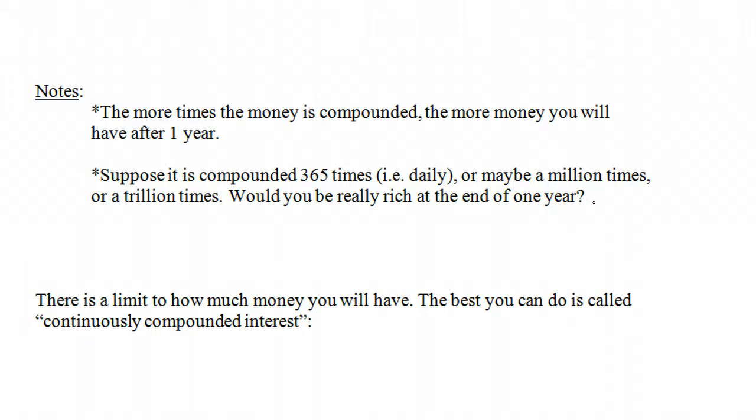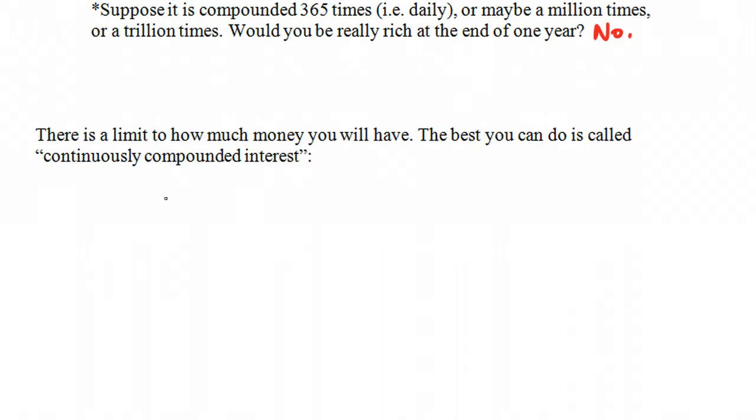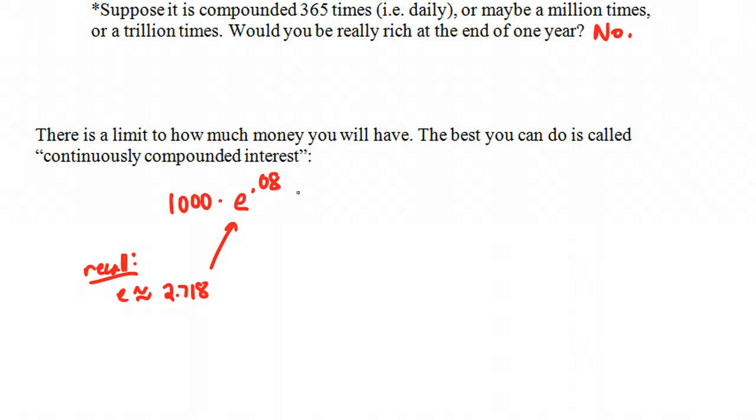Well, it turns out, no, you would not be really rich unless you already were really rich, because there's a limit to how much money you'll have. Okay, the best that you can do is what's called continuously compounded interest. And the way to calculate it, in this example, is you take your $1,000 and you multiply it by E. Now remember this E is approximately 2.718. E to the 0.08 power. Okay, and what do you end up getting?